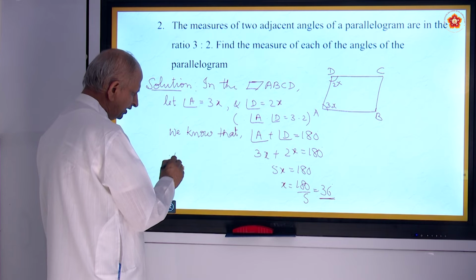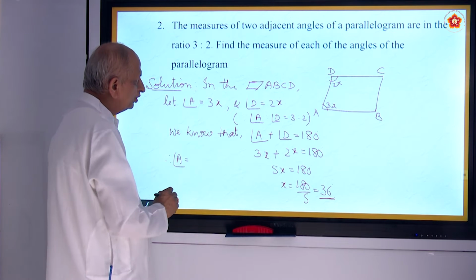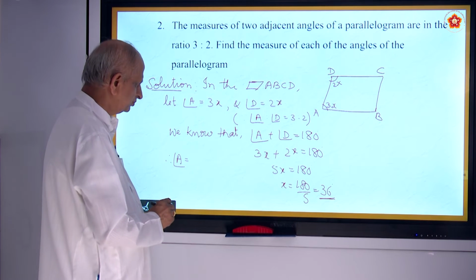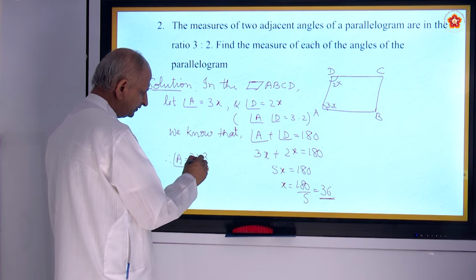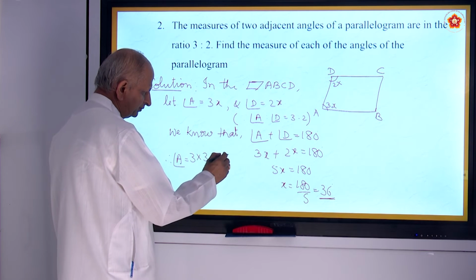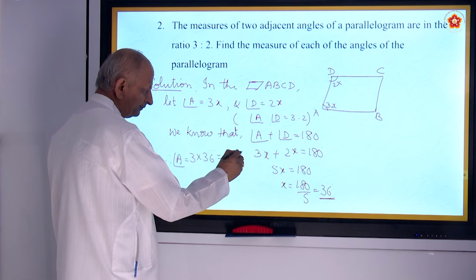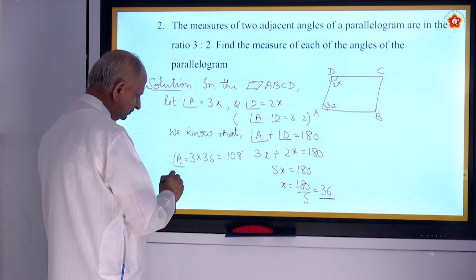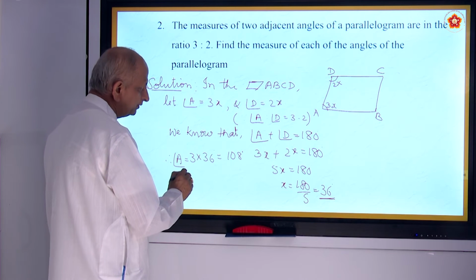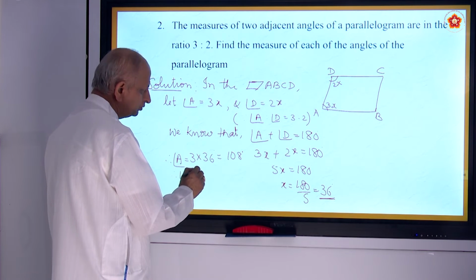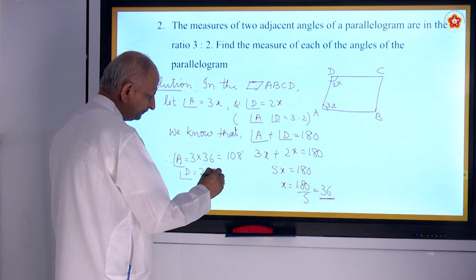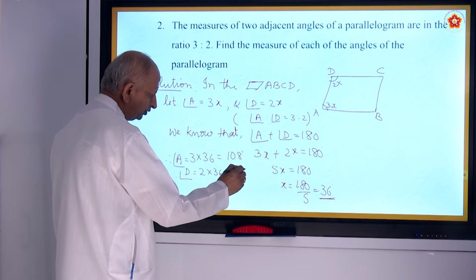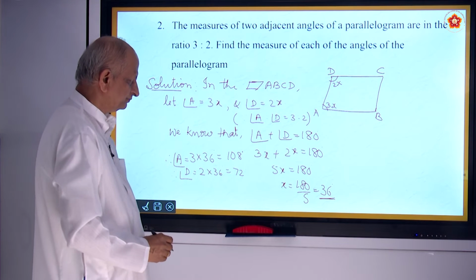Therefore, angle A is equal to 3x, 3 into 36, that is 108 degrees. And D is equal to 2x, 2 into 36, 72. So these two angles are got.